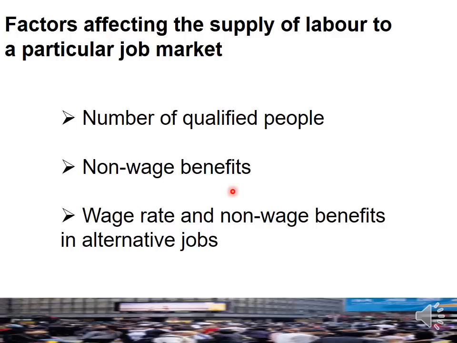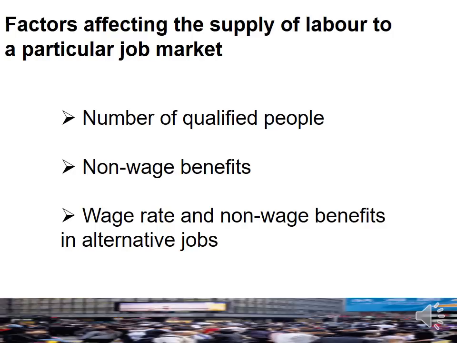Then there are the wage rate and non-wage benefits in alternative jobs. Remember, when you look at labor markets, it is by industry, so we look at alternative jobs. If the alternative jobs offer a worse wage or worse benefits, then more people want to work for this industry, because they see that the conditions are quite bad in the alternative jobs. So for this occupation they want to work more, and the supply curve shifts to the right.